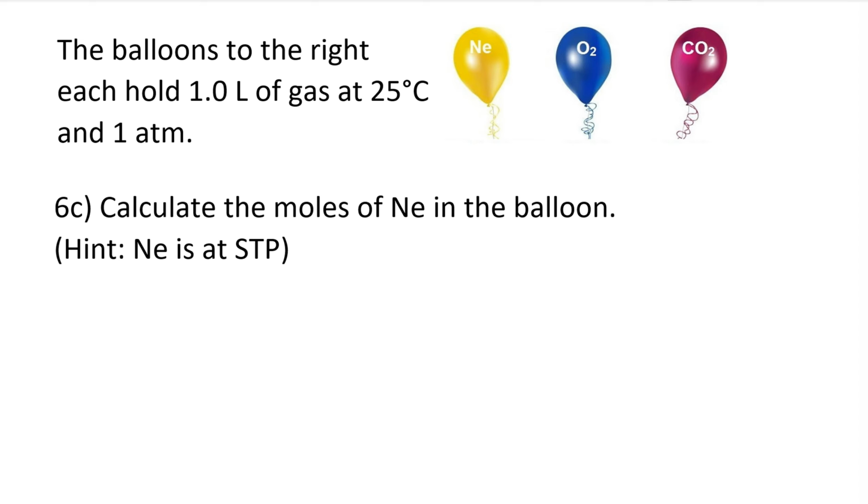Okay, same three balloons, neon, oxygen, and carbon dioxide. Same conditions, round 3, folks. So let's calculate the moles of neon in the balloon. I know PV = nRT, the ideal gas law. I know the pressure, the volume, and the temperature, so we can plug and chug and solve for n. n would be equal to PV over RT. Go ahead and give that a try.